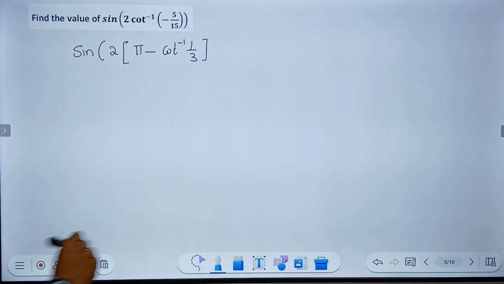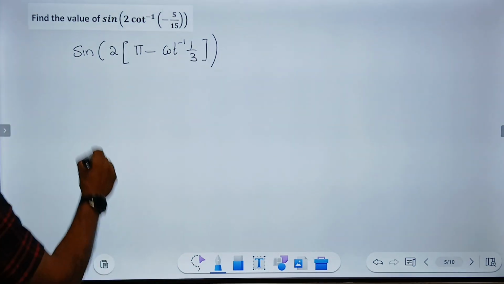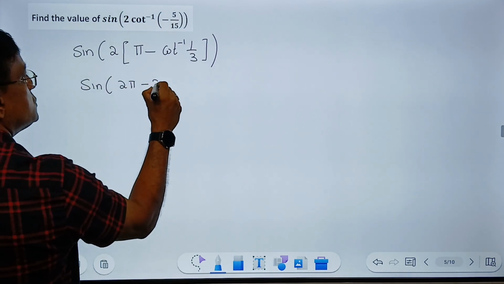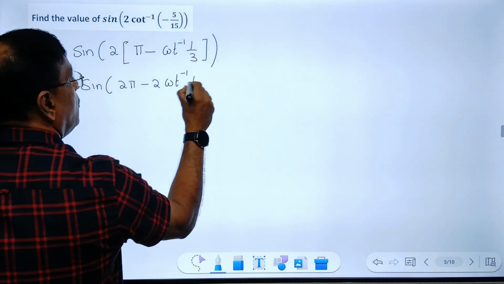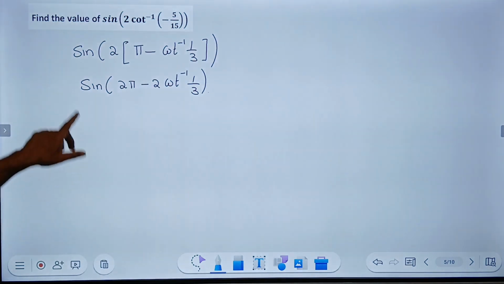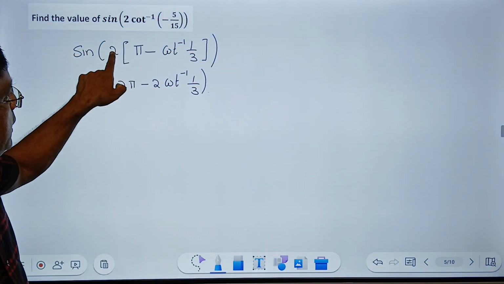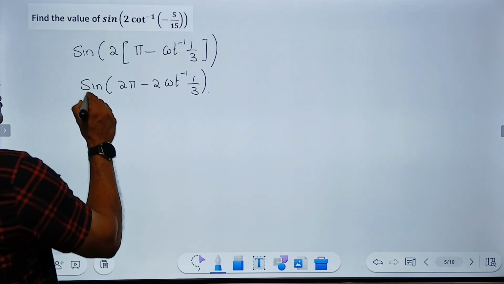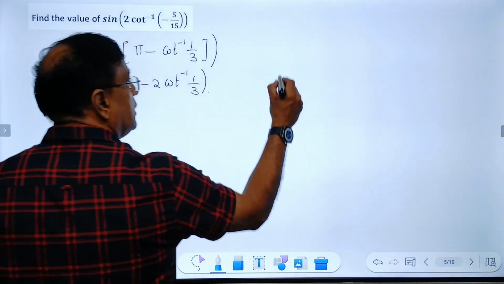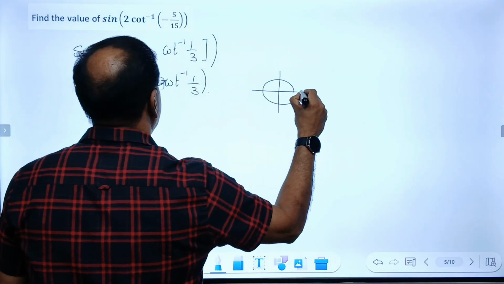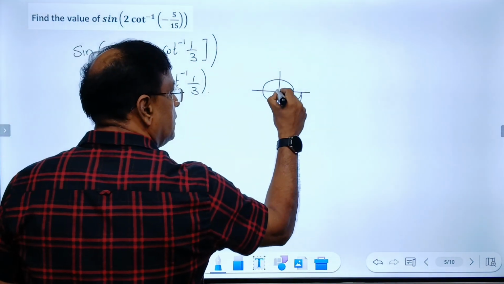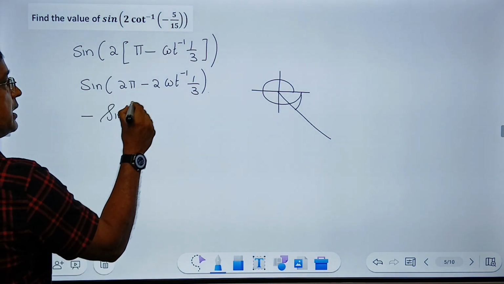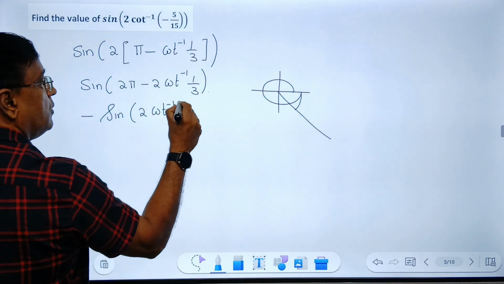Okay, that's it. So this will be sine of 2 pi minus 2 cot inverse of 1 by 3. Now what I will do, you know that 2 pi is 360, and 360 minus theta is in the fourth quadrant. In the fourth quadrant, sine is negative. Therefore, this is minus sine of 2 cot inverse of 1 by 3.